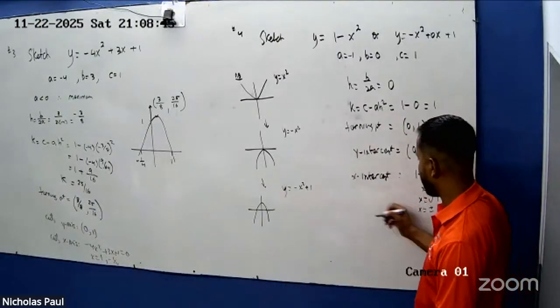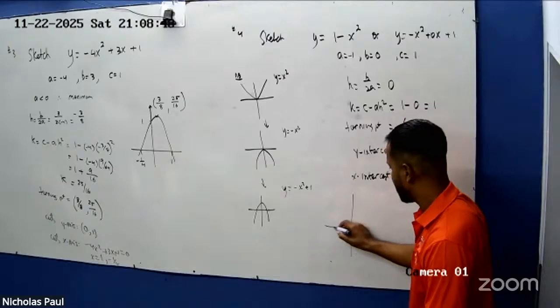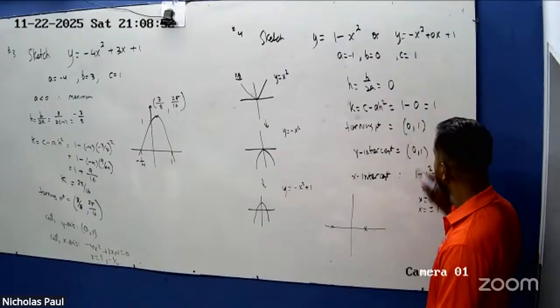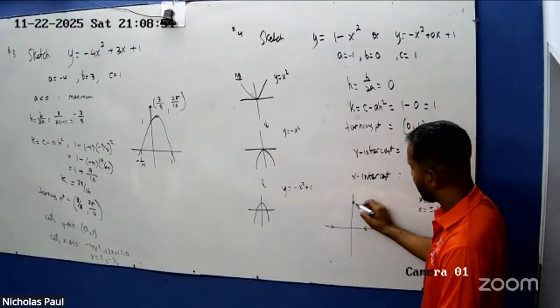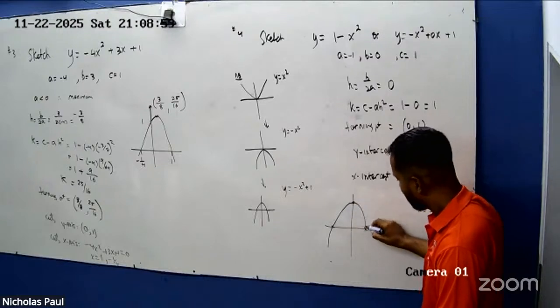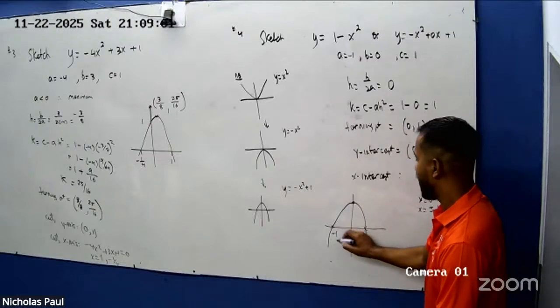So I know the x-intercepts are plus 1 and minus 1. I know the turning point of it. Minus 1, 1.